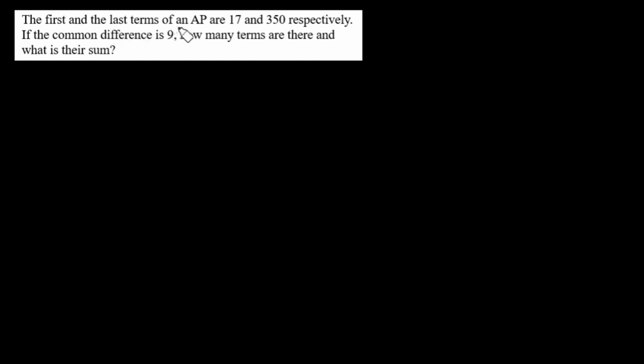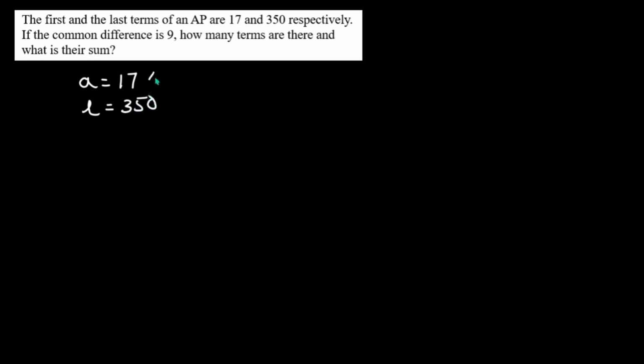The first and last terms of an arithmetic progression are 17 and 350 respectively. If the common difference is 9, how many terms are there and what is their sum? Okay, so let's write. You need to write these steps to understand better. What is the first term given? The first term is 17. We will represent a as always the first term. And what is the last term given? l, that is 350.